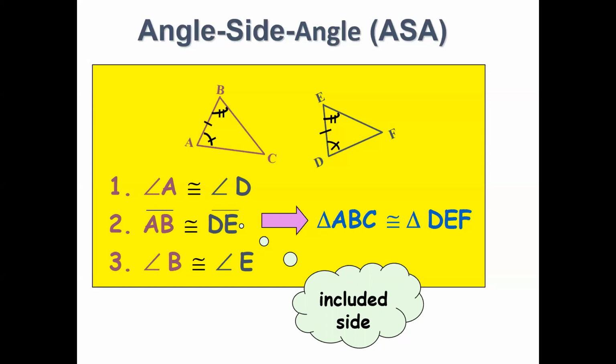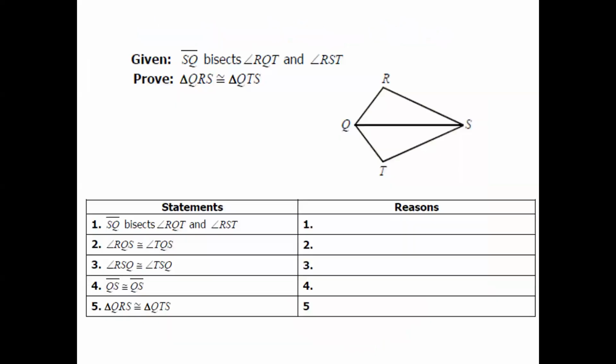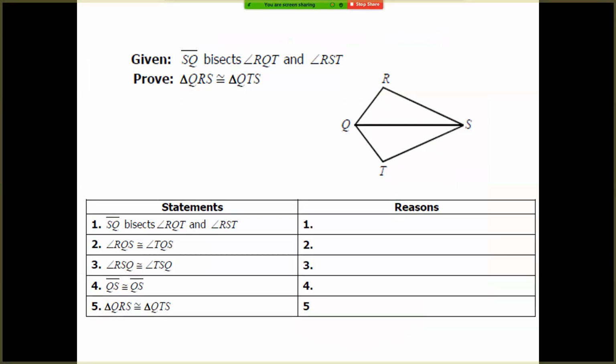So we're going to work through some proofs with angle, side, angle. Remember, no two proofs are exactly the same. Sometimes you can solve a proof differently than somebody beside you and you can both be correct. When we start out with our proofs, we're given that SQ bisects angle RQT and angle RST. So we're starting off our proof with the statement that was given to us. The reason that we can justify that is because it was given.